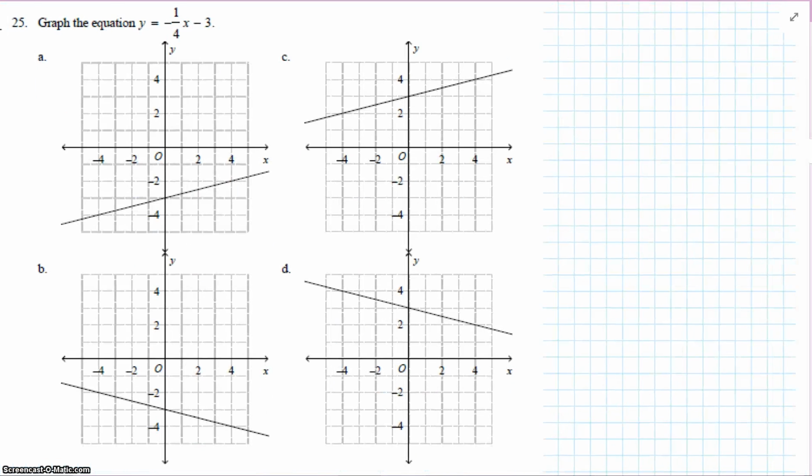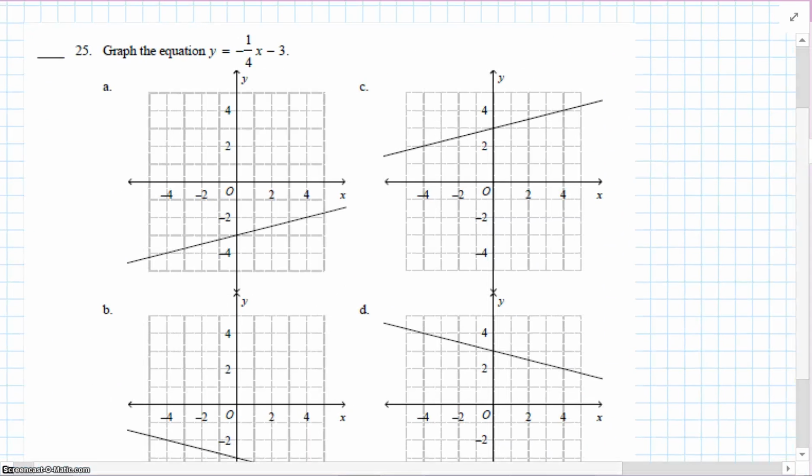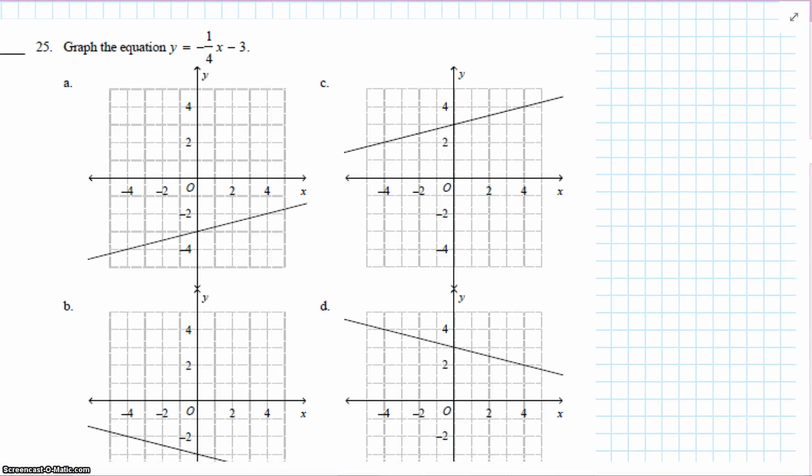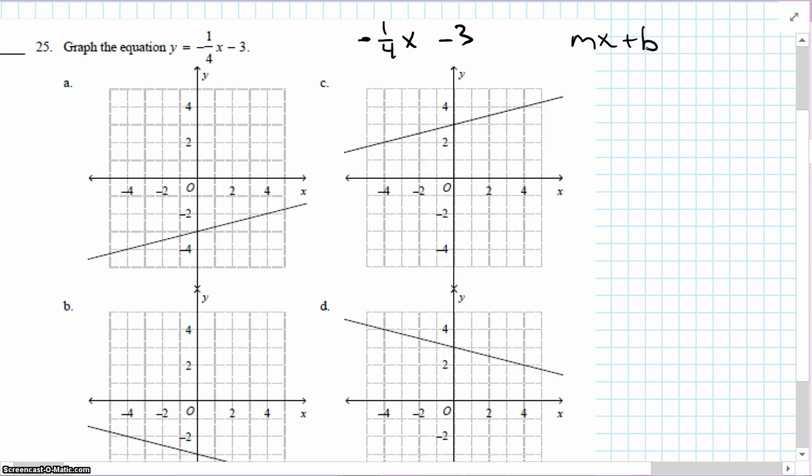25. Graph the equation. Okay, so y equals negative 1/4 x minus 3. Well, we know the y-intercept, mx plus b, the y-intercept is negative 3. So we're looking for a y-intercept of negative 3. And I have a slope of negative 1/4. That means down 1, to the right 4.